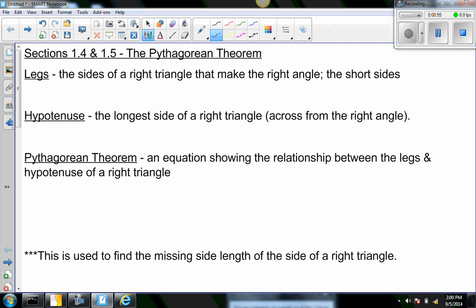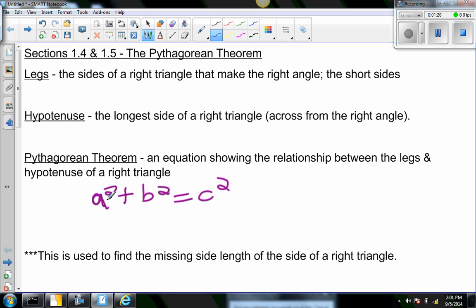The Pythagorean theorem, it's a formula is what it is. It's an equation that shows the relationship between the legs and the hypotenuse of a right triangle. And again, this only works for a right triangle. So don't try to use it for other types of triangles. It will not work. So here's the Pythagorean theorem. a squared plus b squared equals c squared. And you've probably seen this before.